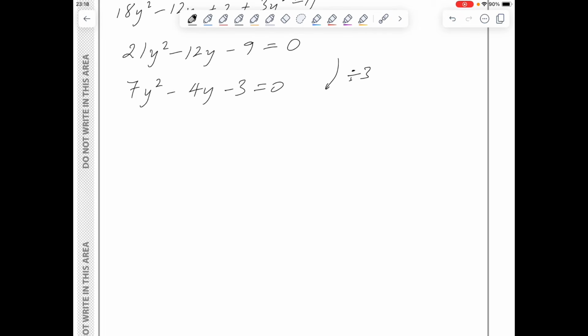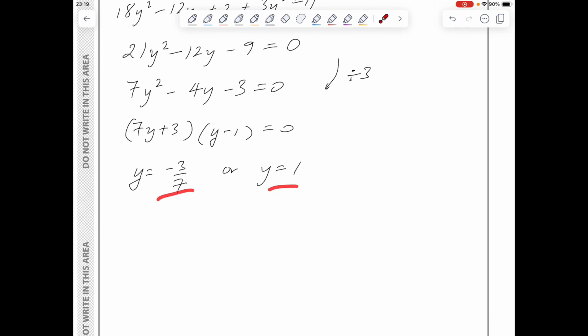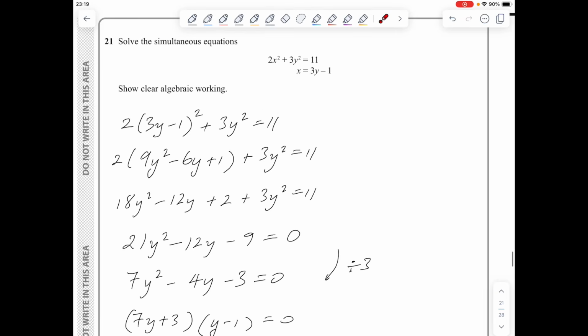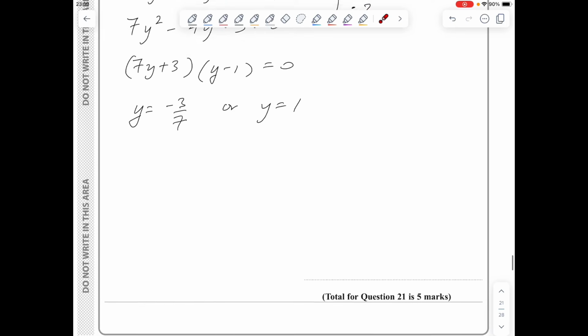Now you can solve this quadratic either by using factorization or the quadratic formula or completing the square. I'll go with factorization, and the two brackets I get are (7y plus 3) and (y minus 1). The first one will give me y is equal to minus 3 over 7, and the second one is 1. Now I'll have to replace those two y's into the second equation to get the corresponding x coordinates.